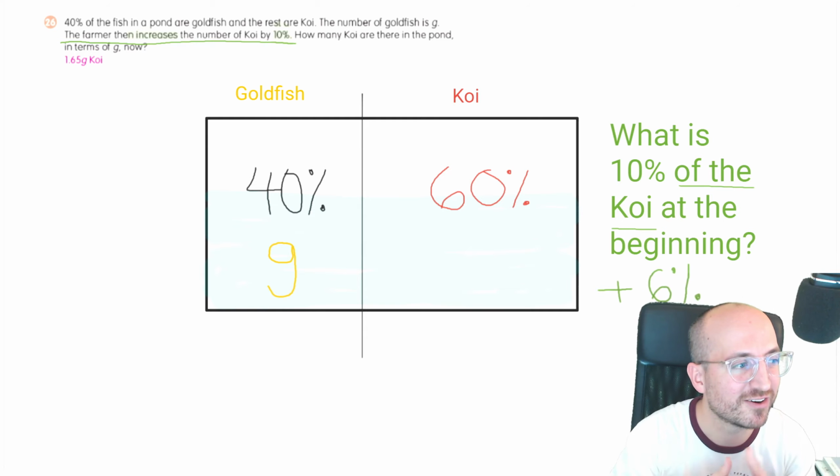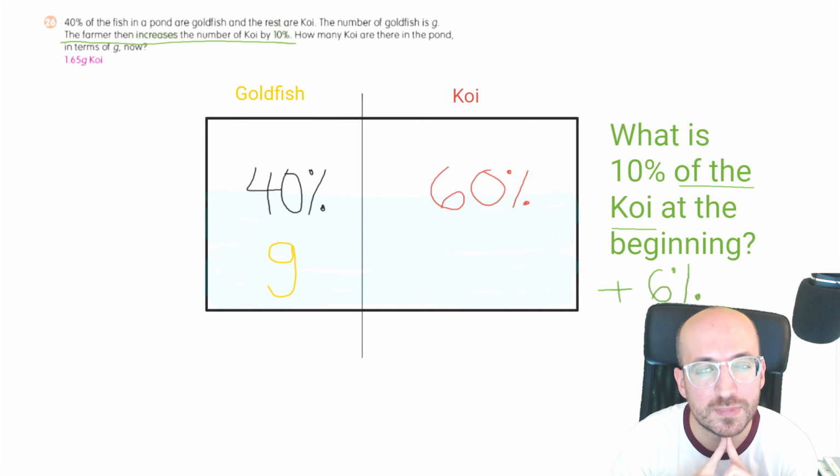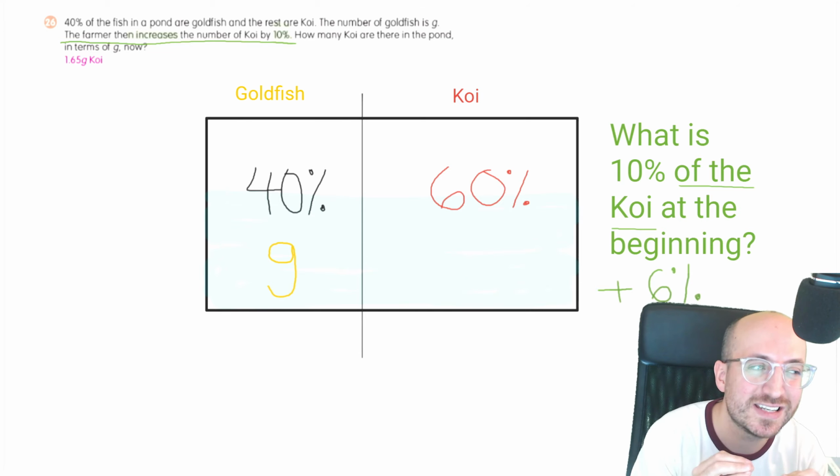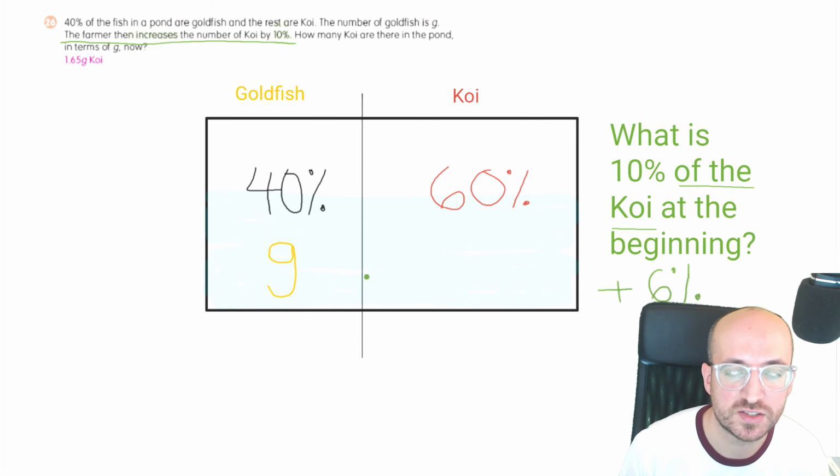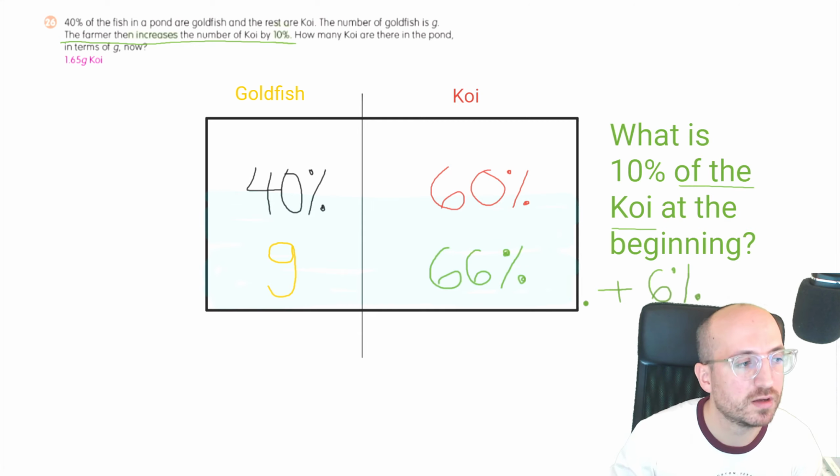You can see that? Okay, so how does that change? We were at 60%. Now we're going to add 6 more percent. So related to the beginning number of fish, that would mean it's 66.